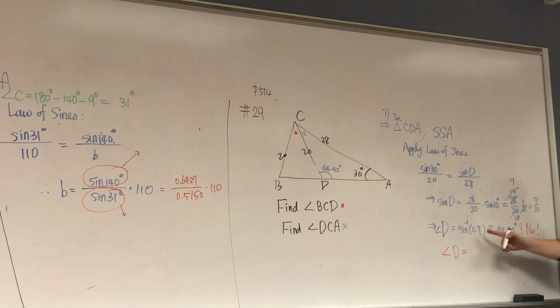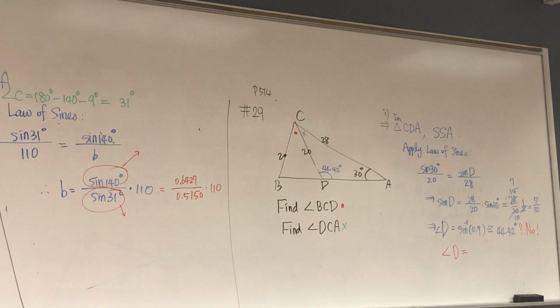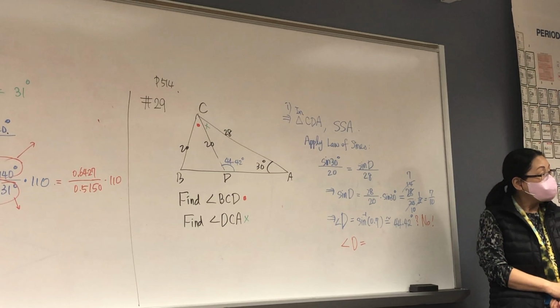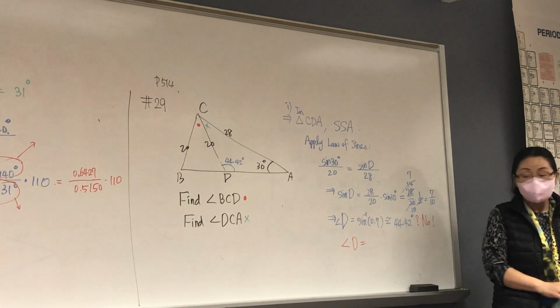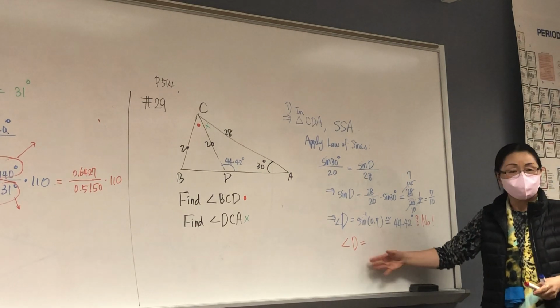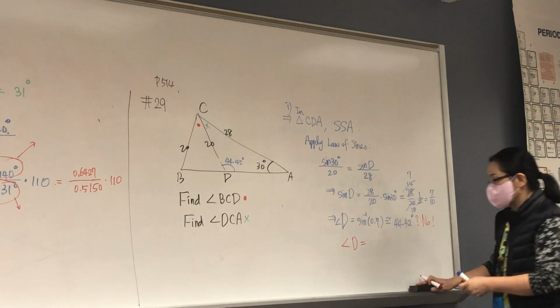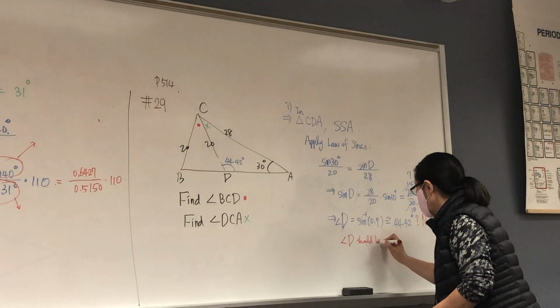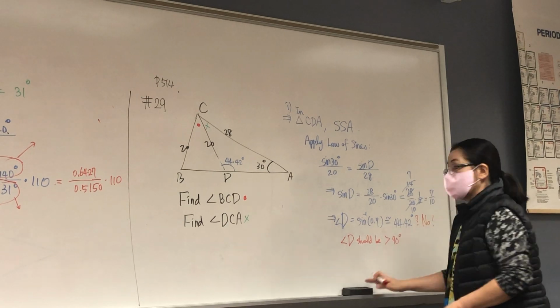Your 0.7 here, think about it. Your sine can be positive in which quadrant? First quadrant or second quadrant, right? So in the second quadrant, how do you deal with it? D should be greater than 90 degrees. Am I right? Yes.